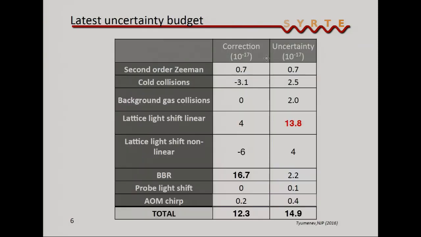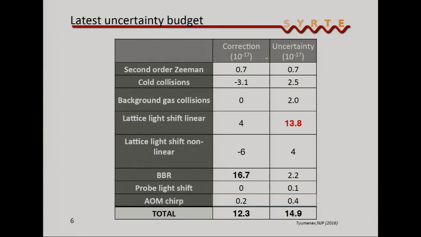Here was the latest uncertainty budget that was published by the group in 2016. As you see, we are in the low 10 to the minus 16. But what you directly see looking at this uncertainty budget is this main term, the linear lattice light shift, which is really the main contribution to this budget.